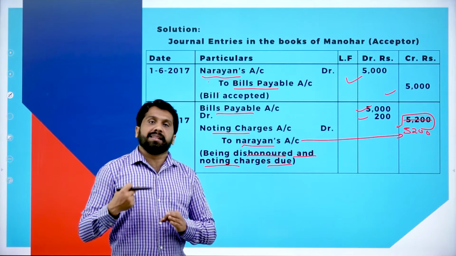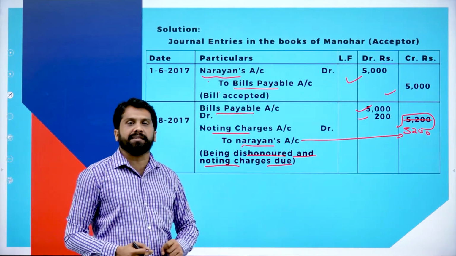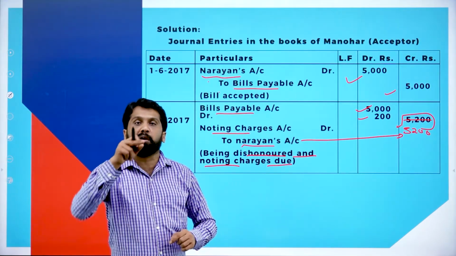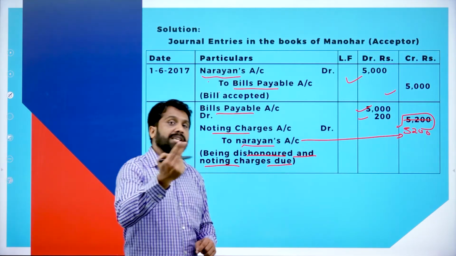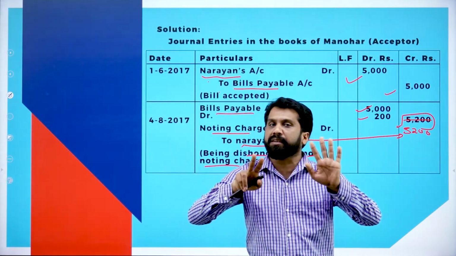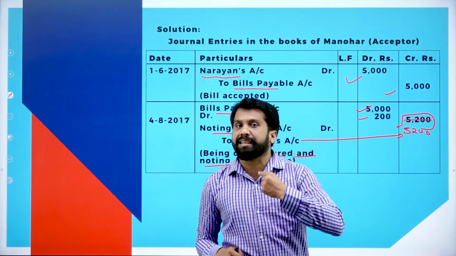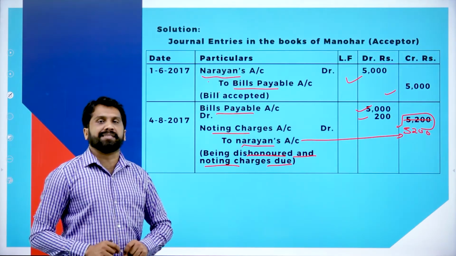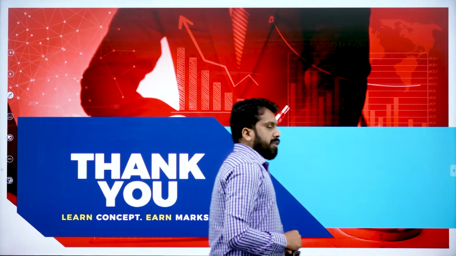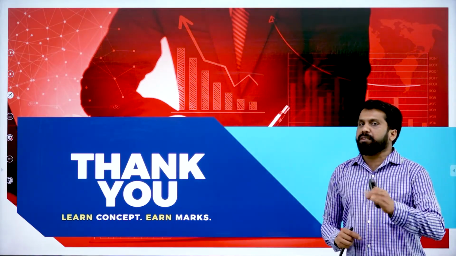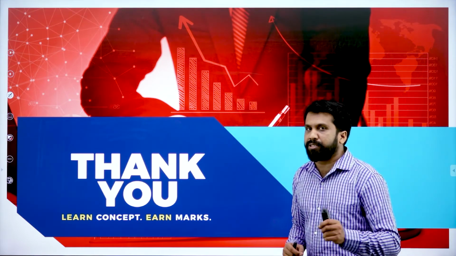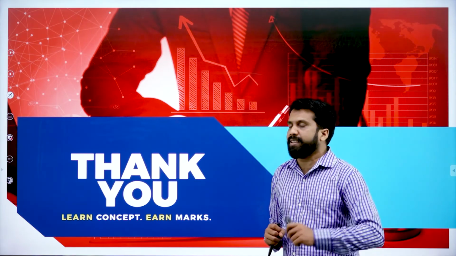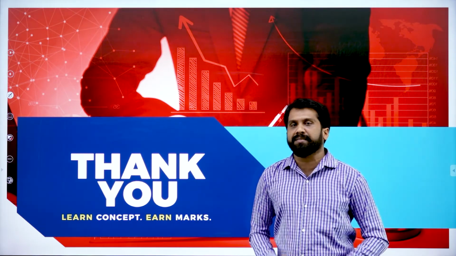Why did the seller pay? Later he will collect from the buyer. So how much do you have to pay me now? 5,000. What are the charges I paid on behalf of you? 200. How much will I collect from you? 5,000 plus 200, 5,200 I will collect from you. Clear? Yes. This is all about noting charges. So in today's session, we understood cheque dishonored, which you already know, but noting charges you understood in today's session. So this is all about today's session. I'll end this session by saying: learn concepts and earn marks.